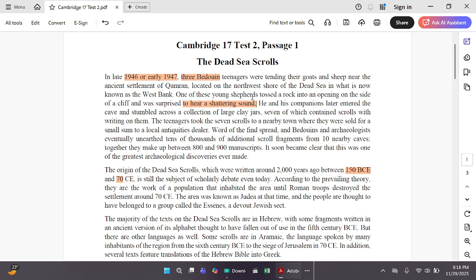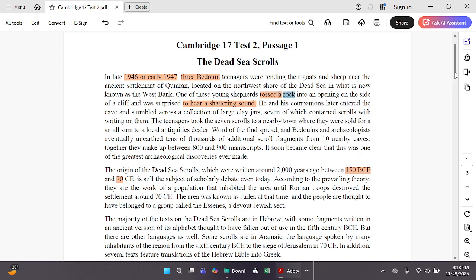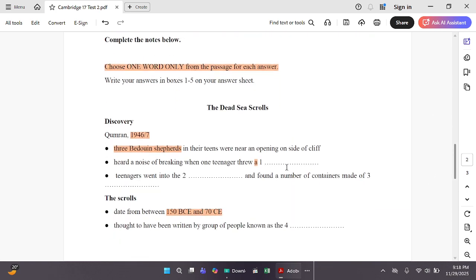One of these young shepherds tossed a rock. Tossed means threw, so they paraphrase the word 'tossed' as 'threw'. What did he throw? He threw a rock, and here 'a' is also mentioned before 'rock'. So the answer is rock, and we have to put it down here. Okay, we are done.